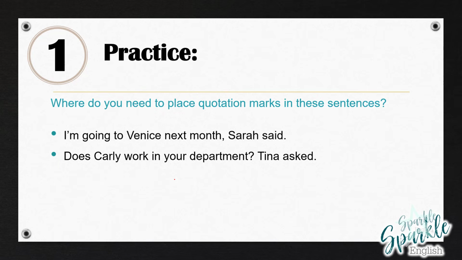Okay, so where do you need to place quotation marks in these sentences? "I'm going to Venice next month," Sarah said. "Does Carly work in your department?" Tina asked. So I want you to look at these sentences and determine what you think the direct speech was that we are quoting. In this first example, "I'm going to Venice next month." So we're going to put quotations at the beginning and after the comma.